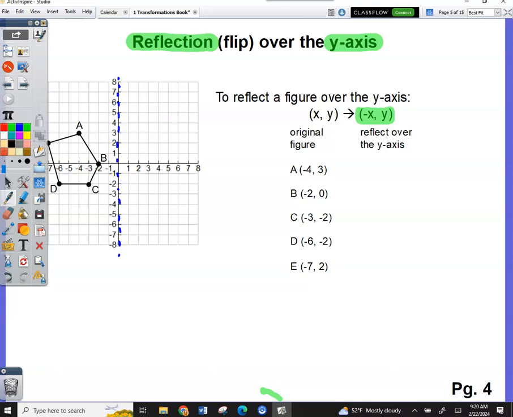So you're counting how far the point is away from the line of reflection, and then you're counting past the line of reflection to plot it. So B is 2 away, so 2 past it. A is 4 away, so 4 past it. E is 7 away, so 7 past it. C is 3 away, so 3 past.